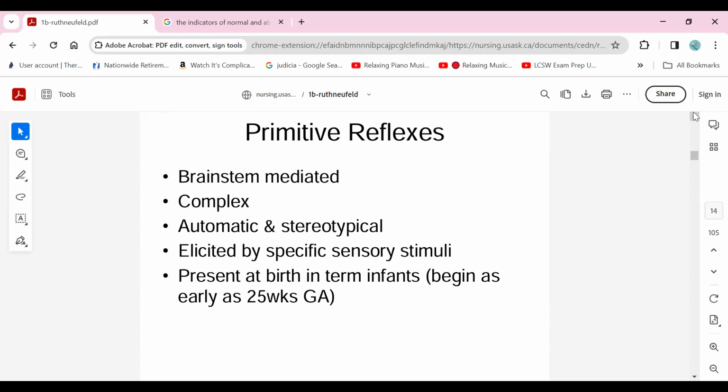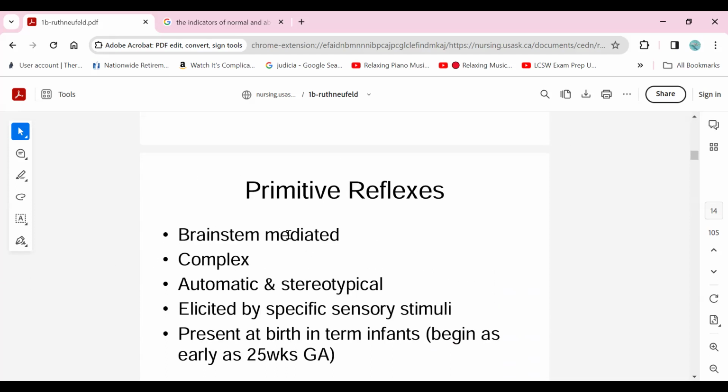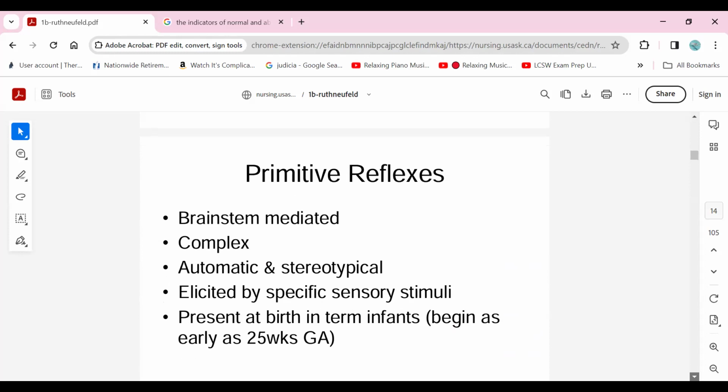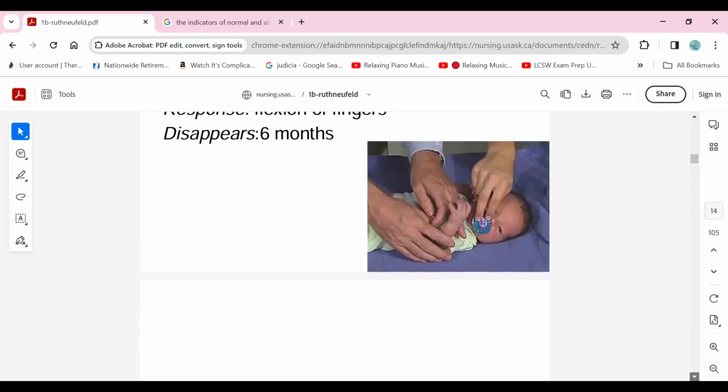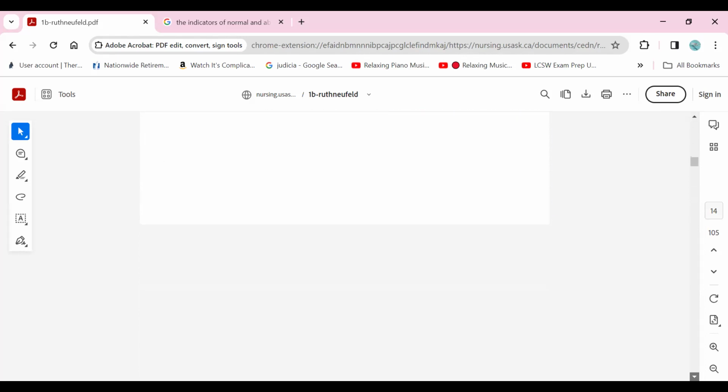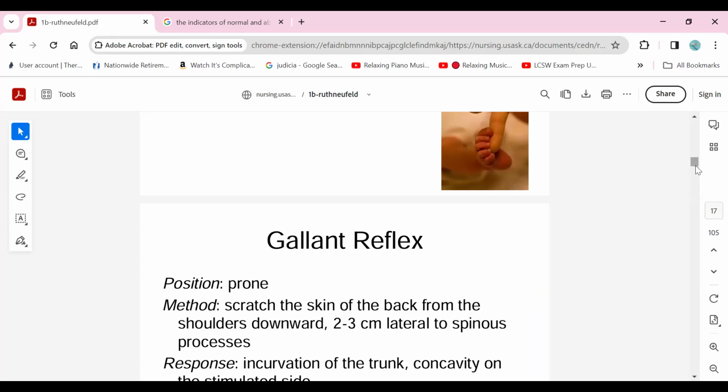And primitive reflexes are brainstem mediated, complex, automatic, stereotypical, elicited by specific sensory stimuli, present at birth in term infants, beginning as early as 25 weeks. So these are primitive reflexes. We have more, it's just uploading. Galant reflex.